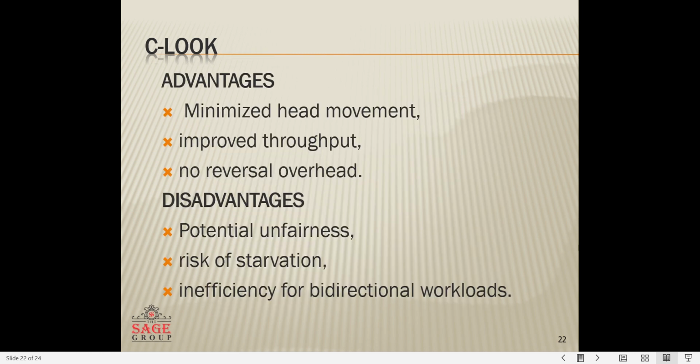The advantages of C-LOOK are minimized head movement, improved throughput, and no reversal overhead because we do not move towards both ends. The disadvantages are that it sometimes gives potential unfairness to the elements in the queue, risk of starvation, and inefficiency for bidirectional workloads.